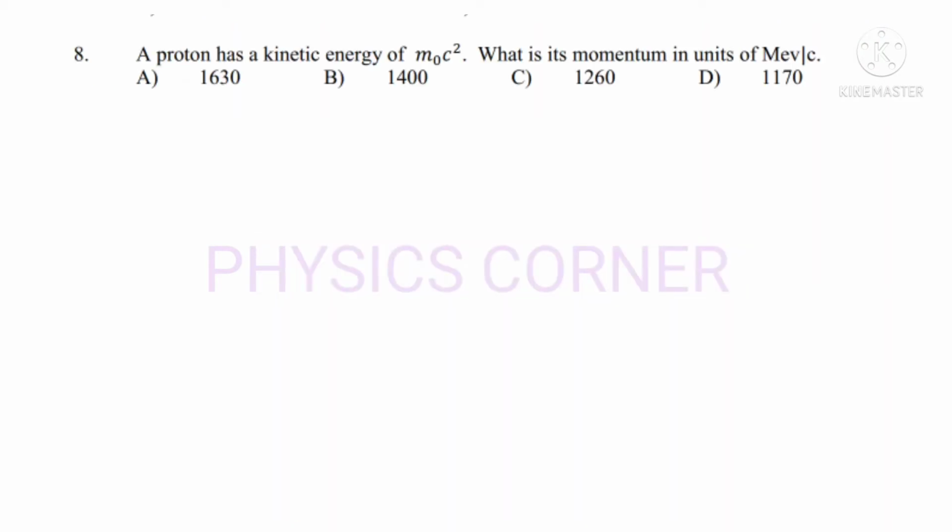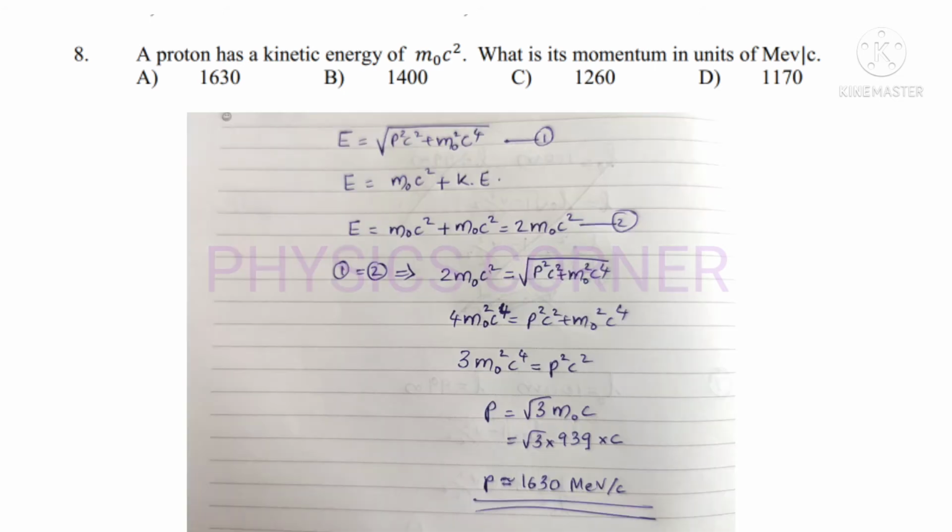Now moving on to the eighth question. A proton has a kinetic energy of m0 c square. What is its momentum in units of mega electron volt per c? Here we have to calculate the momentum of this proton, right?